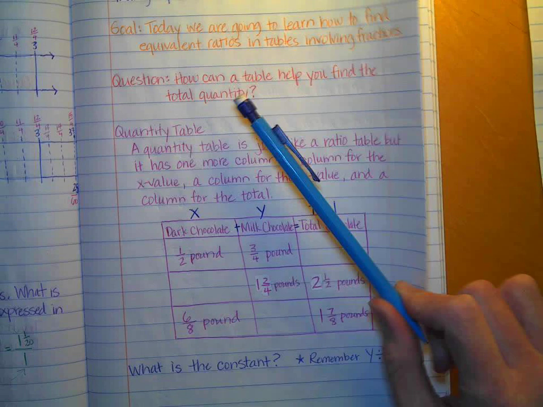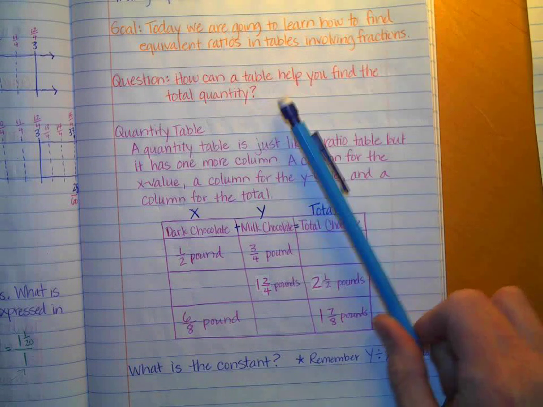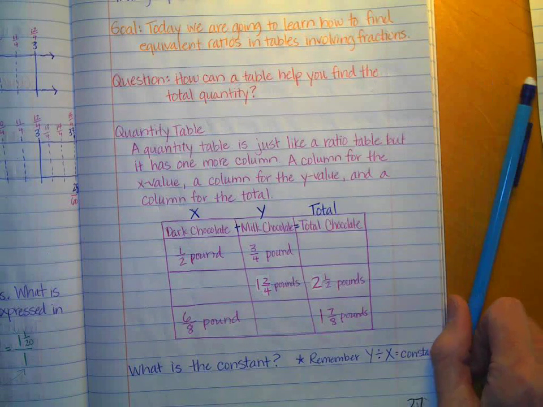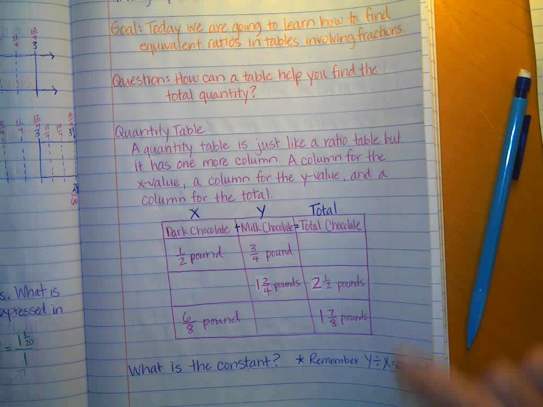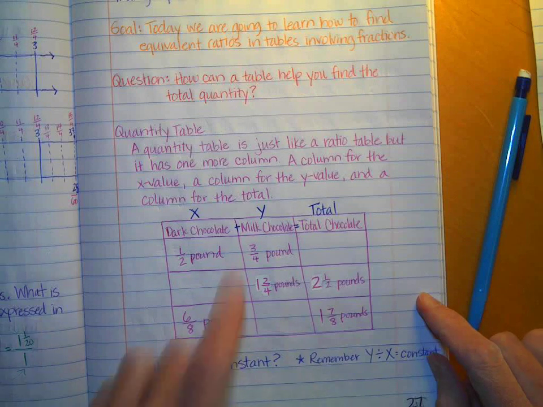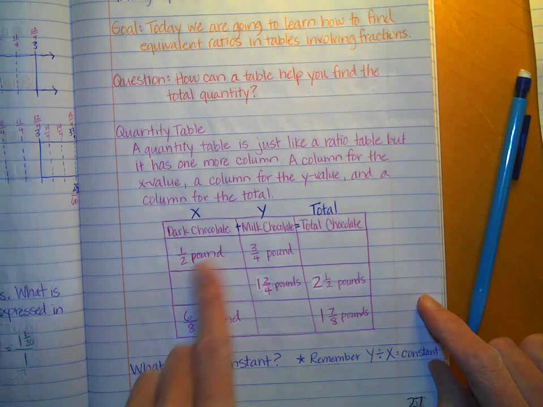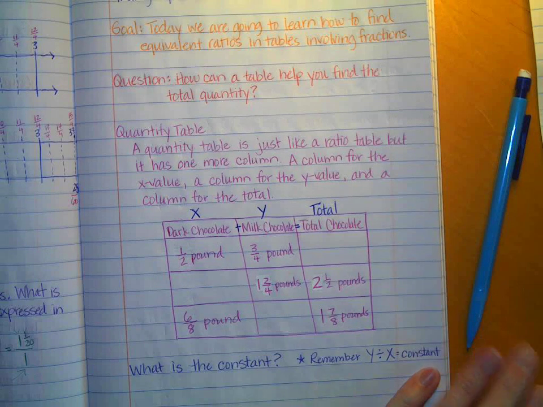Okay, so go back up to your question. How can a table help you find the total quantity? Please, please, please look at it and figure it out by yourself because it's very, very easy. I'll give you a hint. I'm pointing somewhere near it.